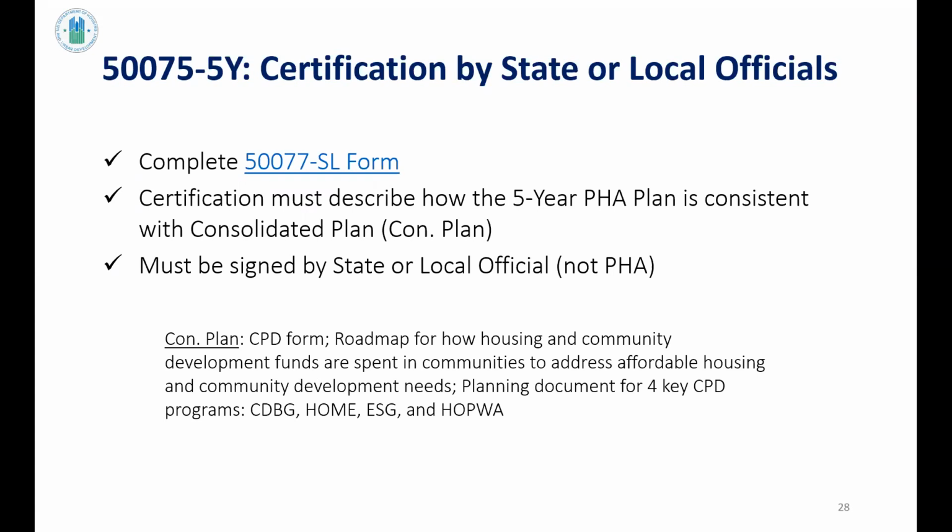It's the second form that all agencies are required to submit to HUD as part of the 5-year plan cycle, the 50077-SL form. In this form, the state or local official must describe how the plan is consistent with the state or local consolidated plan and be signed by the appropriate state or local official. As you might remember, the consolidated plan is a CPD form that provides a roadmap for how housing and community development funds are spent in communities to address affordable housing and community development needs.